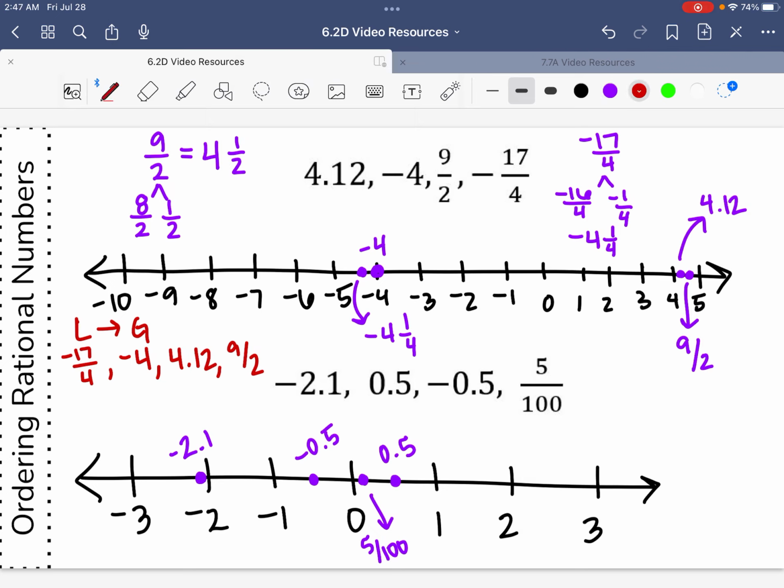So again, now that I have plotted all the numbers on the number line, now I can put them in order from least to greatest, starting with -2 1/10, then -5/10, then 5/100, and 5/10.